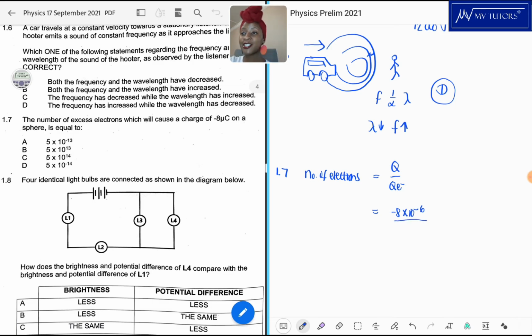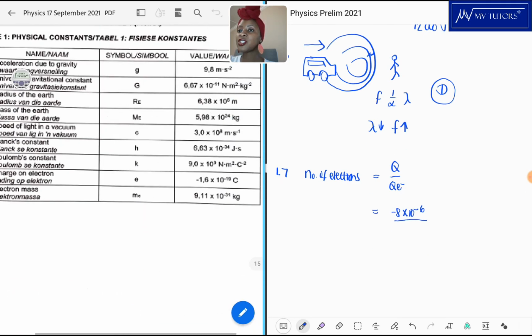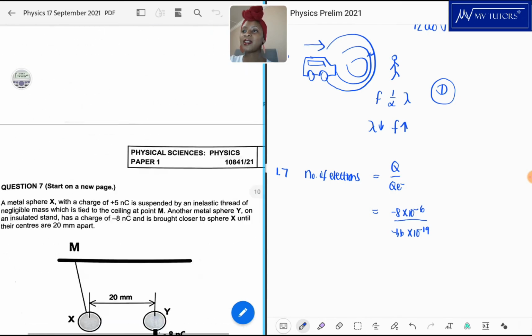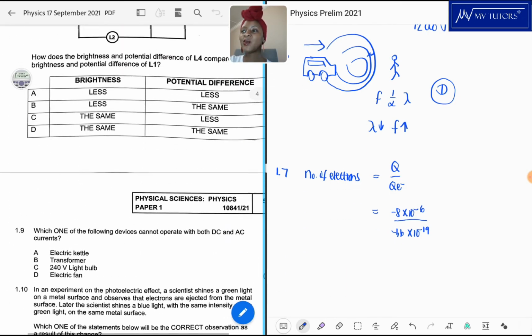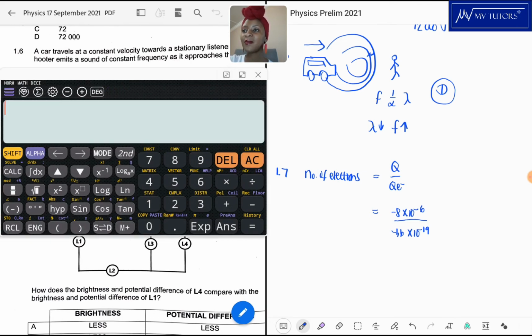And then the charge of an electron that you get at the end of your paper, I keep forgetting it, but the charge of an electron, e, is -1.6 times 10 to the power -19. Okay, so now we are just going to calculate and see what the answer is. So, -8 times 10 to the power -6 all over -1.6 times 10 to the power -19.